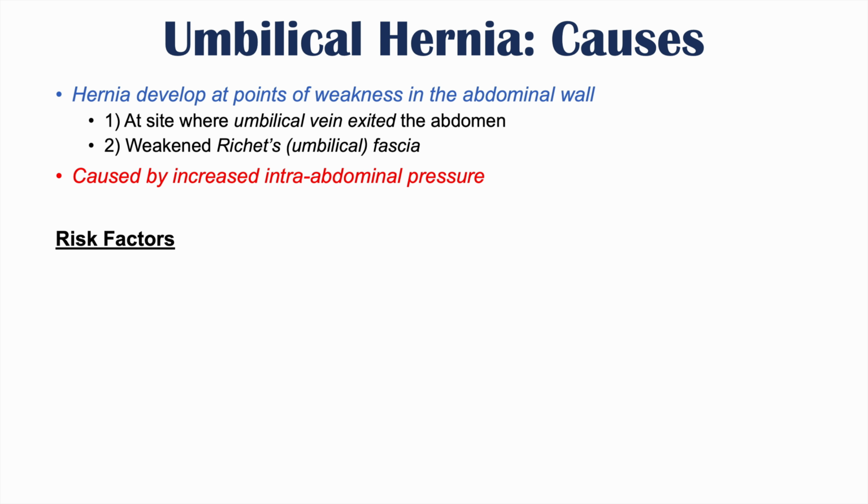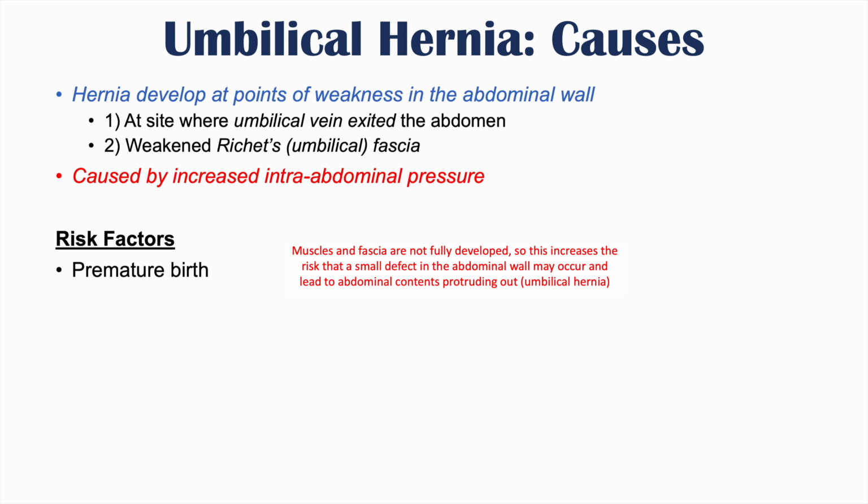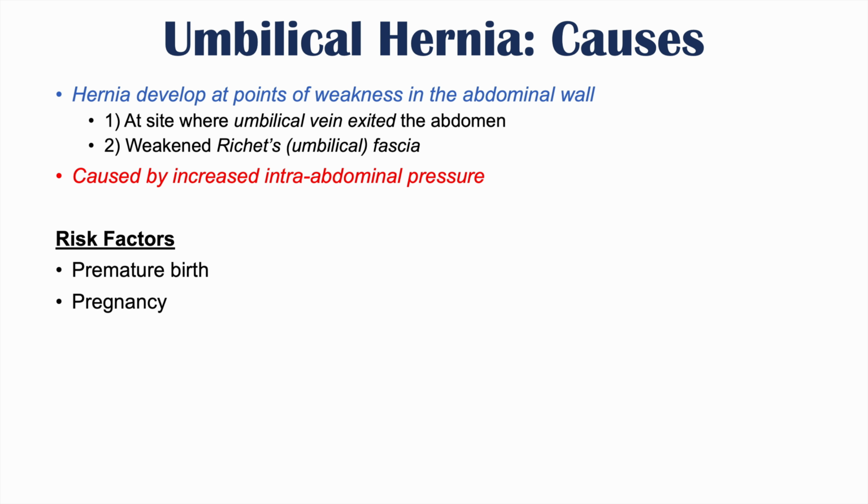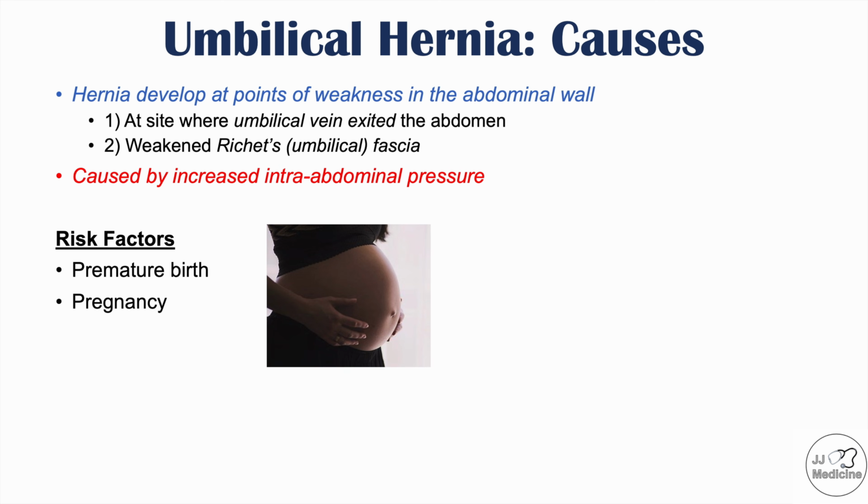And this leads us into the risk factors. What might be causing that increased intra-abdominal pressure? One of them is premature birth. This is more due to the development in and around the umbilical area. Pregnancy is also another risk factor for getting an umbilical hernia. Because during pregnancy there's increased intra-abdominal pressure, there can be some hernias that develop around the umbilicus. This is why women outnumber men with this condition.